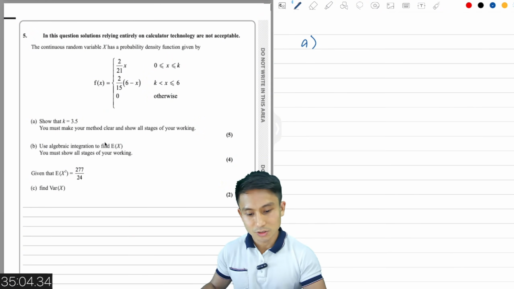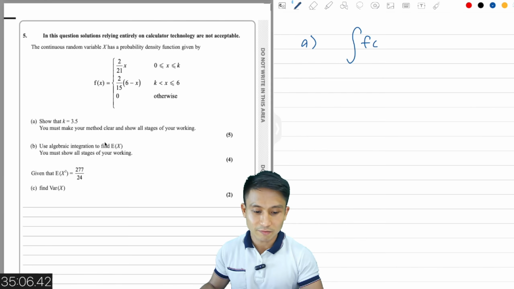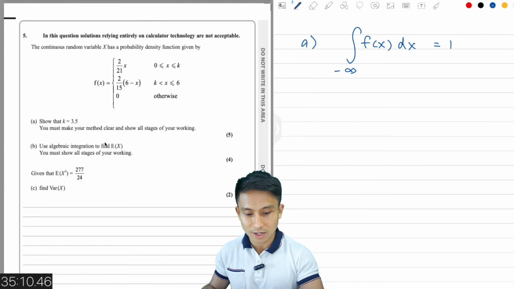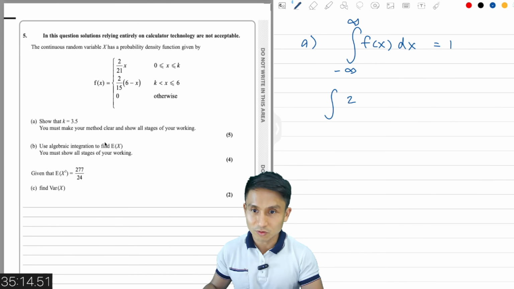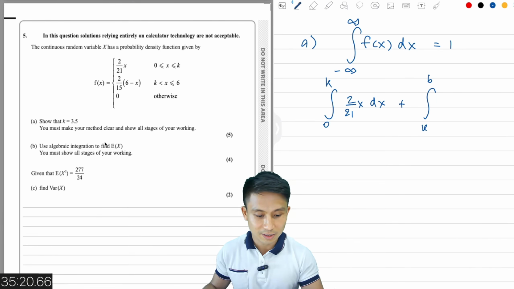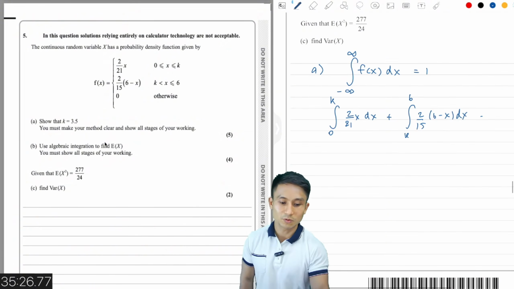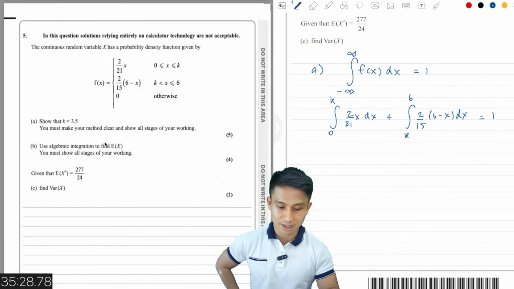Okay, so the integral of f(x) dx is equal to 1, from the lower bound to the upper bound. But we're going to split, right? So that's the integral of 2 over 21 x dx from 0 to k, plus the integral from k to 6 of 2 over 15 (6 minus x) dx. This will be put equal to 1 to find the value of k.